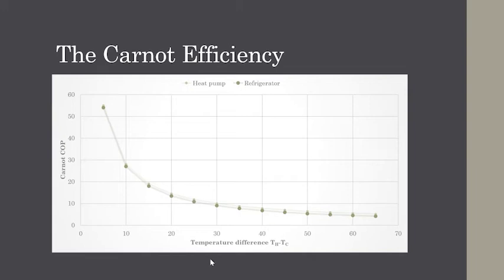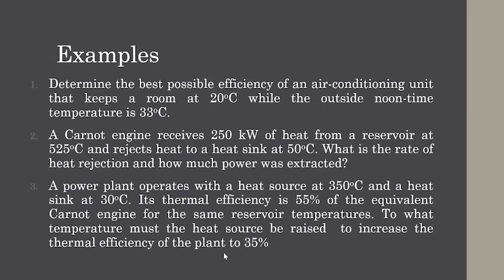Let's try to solve some examples. Number 1. Determine the best possible efficiency of an air conditioning unit that keeps a room at 20 degrees Celsius while the outside noontime temperature is 33 degrees Celsius.